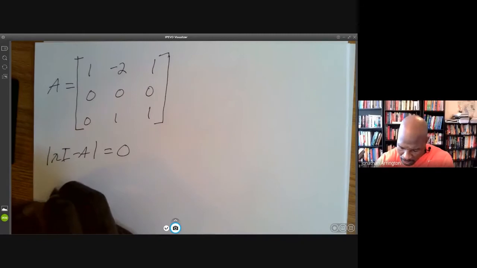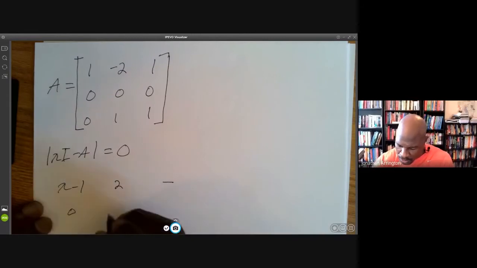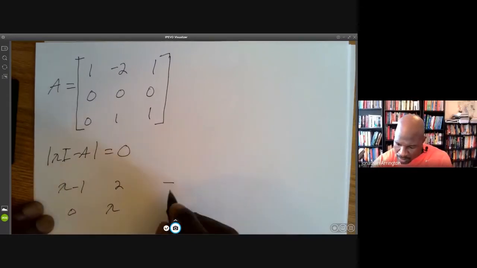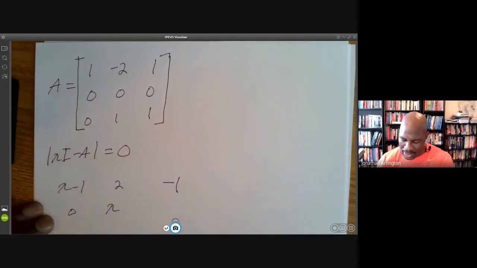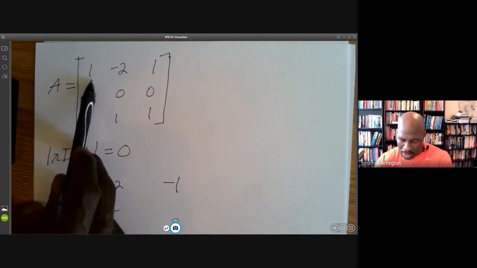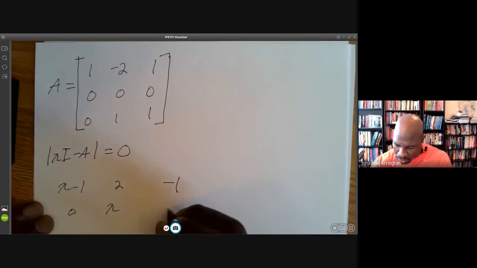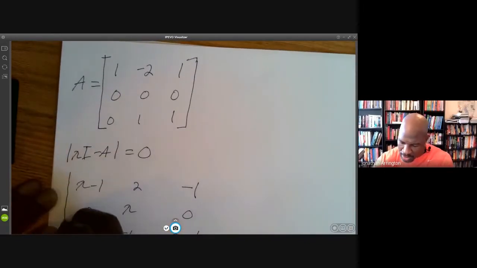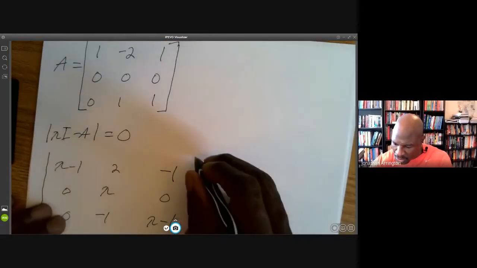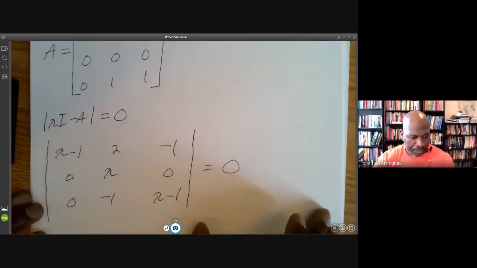And so that will give us lambda minus 1, positive 2, negative 1, 0, lambda, negative 1. I don't know why I didn't write the 1 there. So let me make sure I didn't make a mistake, because I just had a minus sign sitting there. So this is going to be lambda minus 1, positive 2, negative 1, 0, lambda, 0, 0, negative 1, lambda minus 1. All right, so that's lambda I minus A, and we're going to take the determinant of this and set it equal to 0.